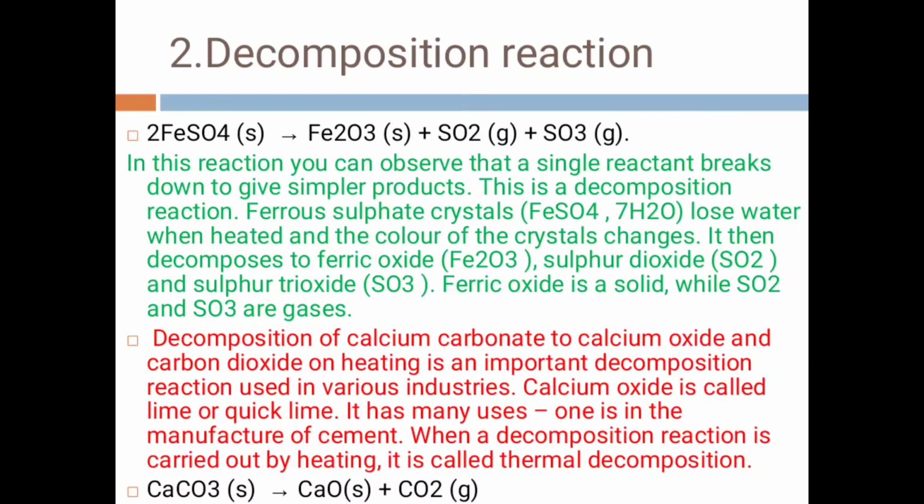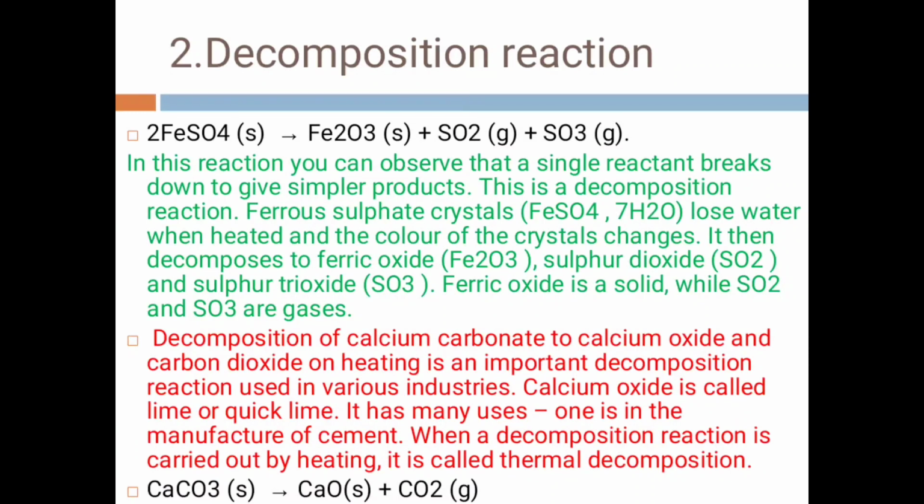And now the next reaction which has been mentioned there, that is the decomposition of calcium carbonate to calcium oxide and carbon dioxide on heating. This equation is an industrially important equation. Now let us see why. What happens here is that the calcium carbonate decomposes to form calcium oxide and carbon dioxide.